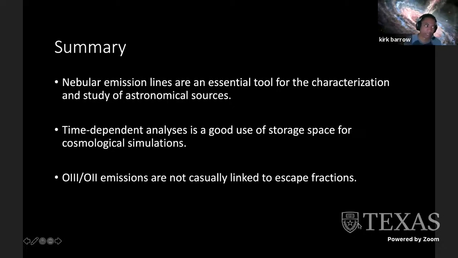But to answer your question about smoothing it over, no, there's a systematic delay between the formation of a star cluster and the ionizing radiation actually getting outside of the galaxy. And there's almost no delay, only a few million years, for the O32. So there's a systematic difference between the two. And I invite you to read my paper to read a little bit more about that.